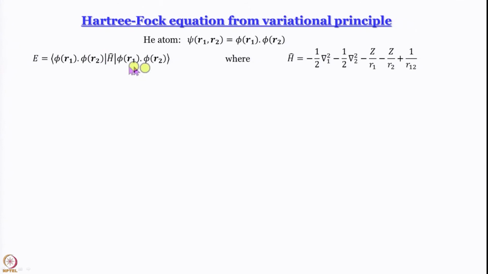It is important to understand that what we have written in bracket notation is really a double integral. Let me write it, and then I will erase it because otherwise it will overlap with something else. This is really equal to the integral, I will write two integral signs, one for r1, one for r2, of phi(r1) star phi(r2) star, then the Hamiltonian operating on phi(r1) phi(r2), dr1 dr2.